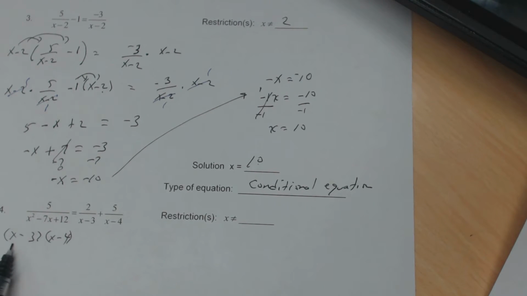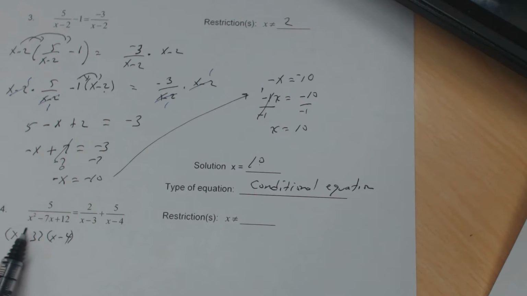All right, so we said we've got to find the restrictions. I need to know what makes this factor right here 0. So notice that 3 minus 3 is 0, so 3 makes this factor 0.